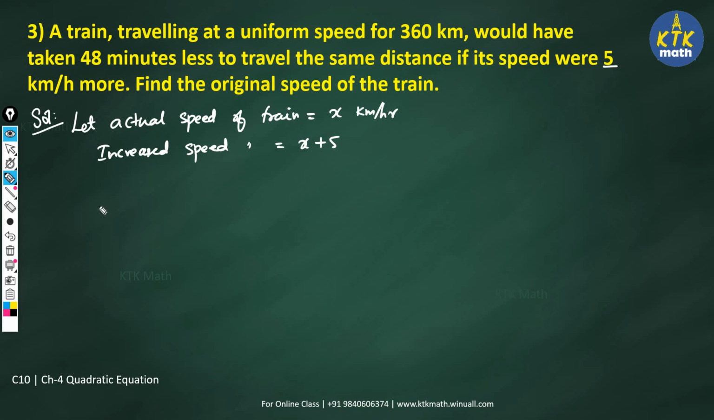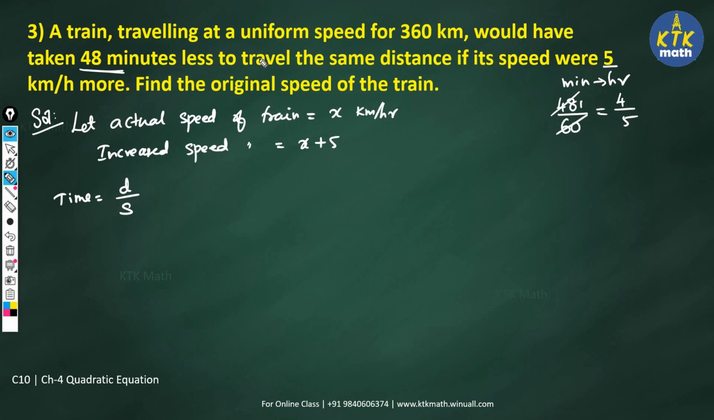Now what is the formula for time? Time is nothing but distance by speed. But before that, how much time will be saved here? 48 minutes. Let me convert this into hours, because speed is calculated in kilometer per hour. So 48 can be written as 48 over 60. I can reduce this by 12 multiples, so 4 times and 5 times. So the time is 4 by 5.